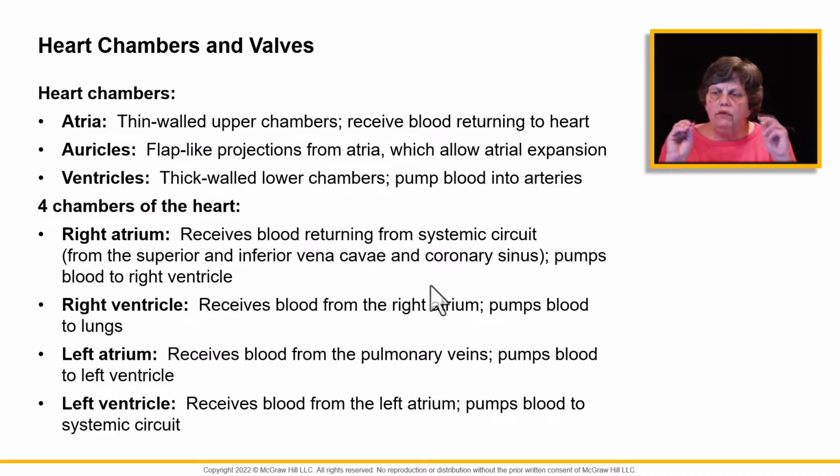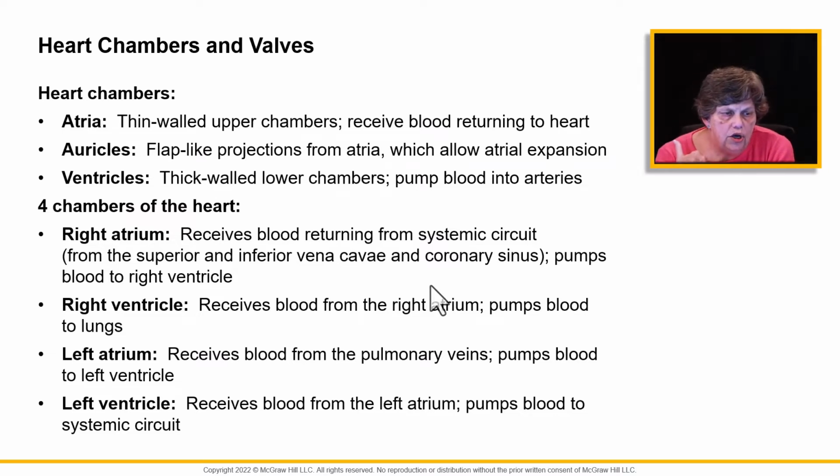We have little flap-like projections that project down from the atria. Those are called the auricles or ear flaps. Okay, think of it that way. So when you have these chambers, you have the right and the left. So you have 4 chambers. You have a right atrium, a right ventricle, a left atrium, and a left ventricle.